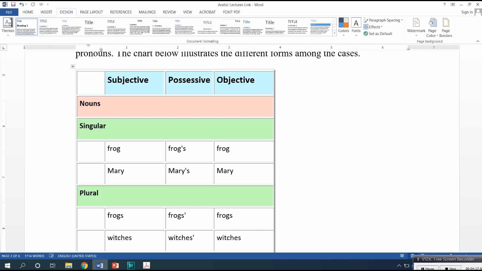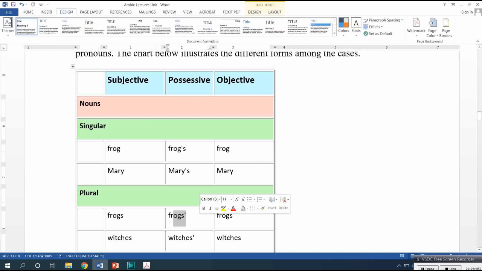So in English, in singular nouns it is like this, and in plural it becomes frogs, with a special mark given at the end. In objective it is the same, with the same situation. This is in English, just an example. So now we see Arabic, how its scenario is mentioned here.